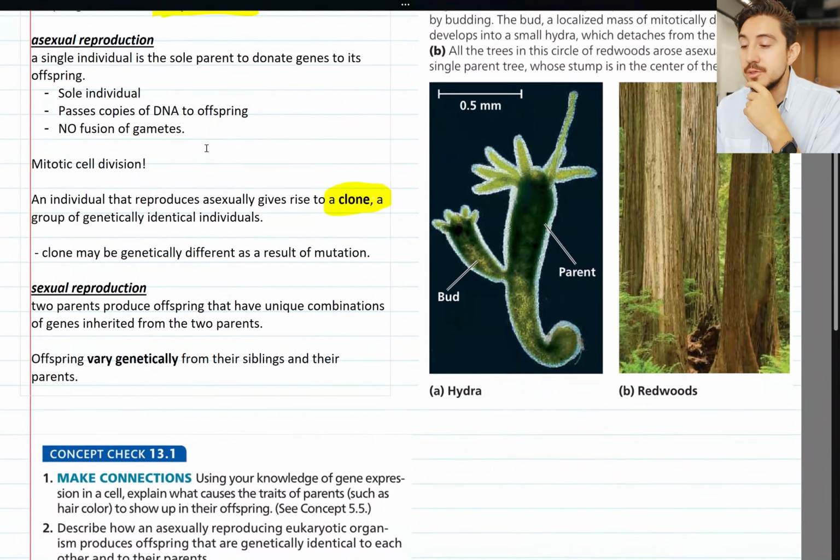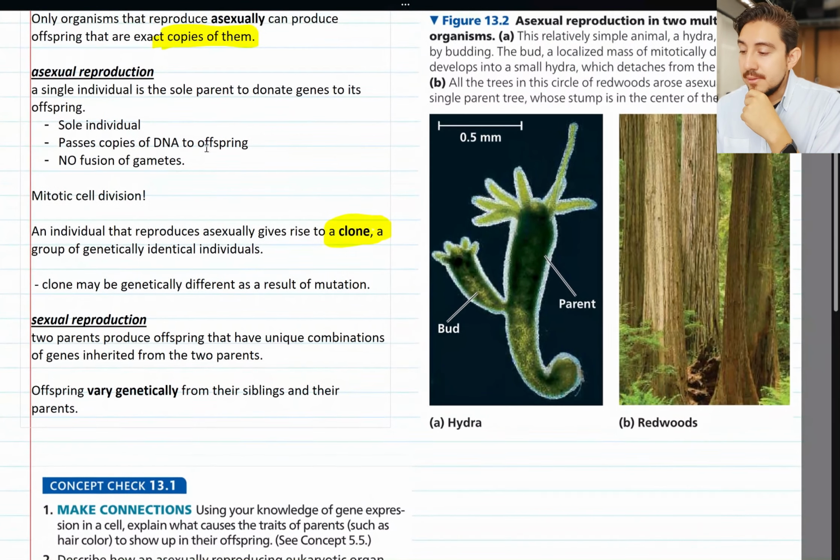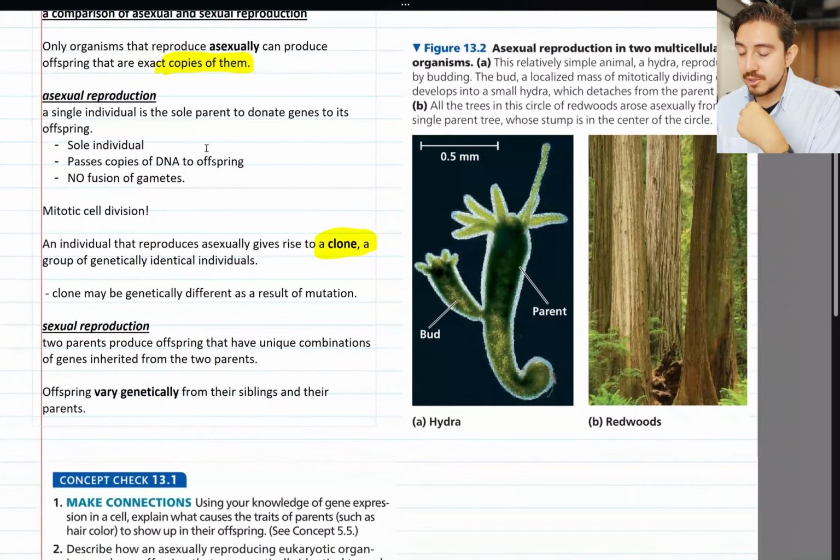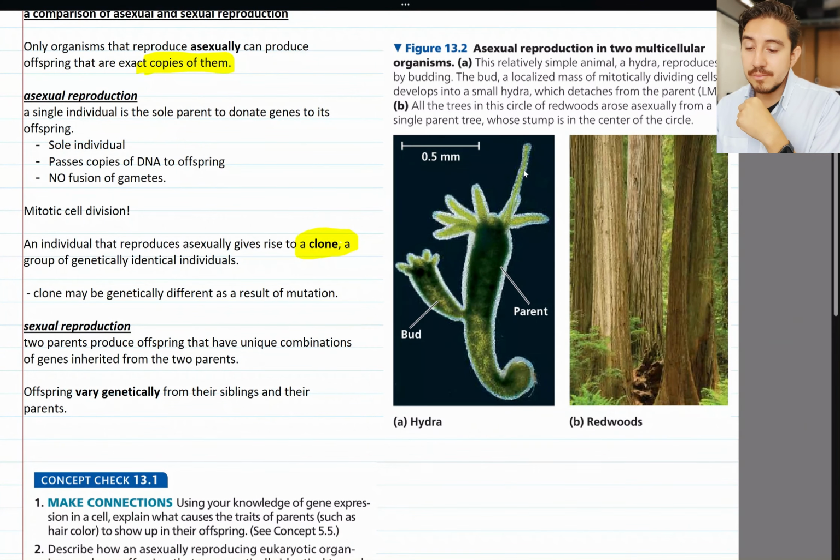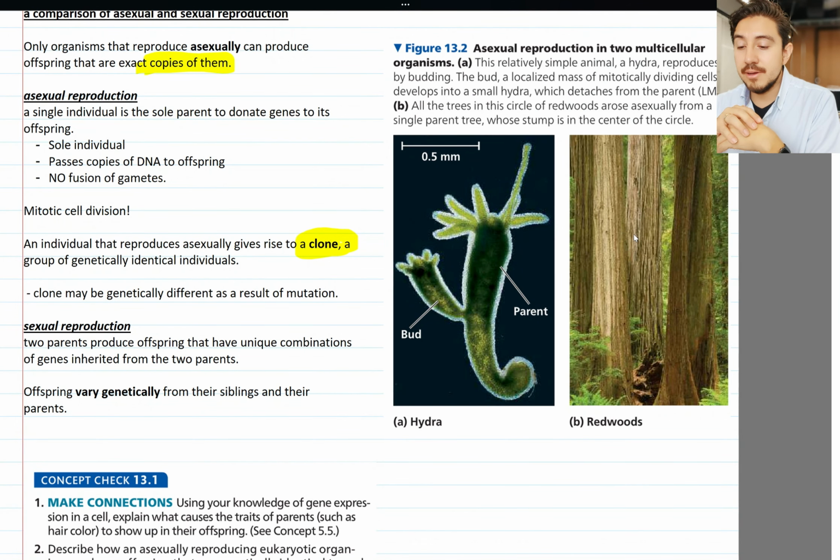One parent will donate the genes to the offspring. There's absolutely no fusion of gametes. You see this more in single-celled organisms. Here you have this example of Hydra. But you could also have this in multicellular organisms like these redwood trees. They can arise asexually from a single parent tree whose stump is in the center of the circle. So a single parent, via mitosis and asexual reproduction, can produce identical individuals.